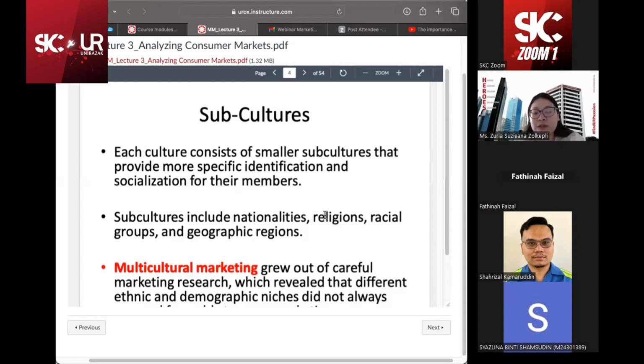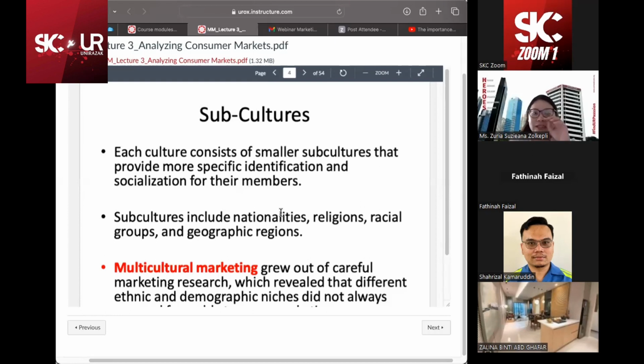In races we have the culture, the races, the customs, and not only that, we also have subcultures again. So it's very important for marketers to understand that subcultures also play an important role in providing information about product preferences and so on. For example, as I said earlier, nationality, religion, racial groups, and geographic regions, even geographic regions as well. The preferences are different.